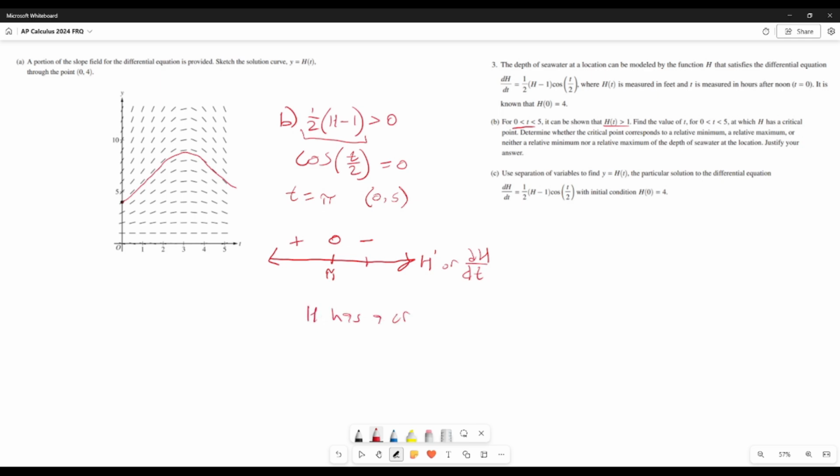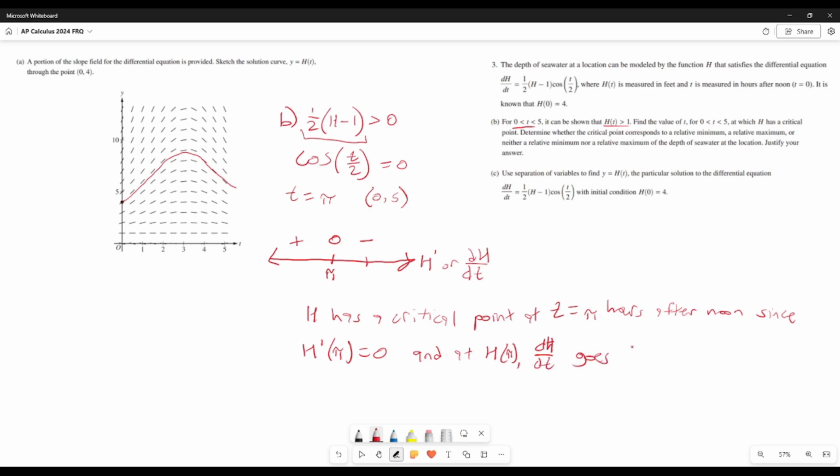h has a critical point at t equals pi hours after noon, since h prime of pi is 0 and at h of pi, dh/dt goes from positive to negative.